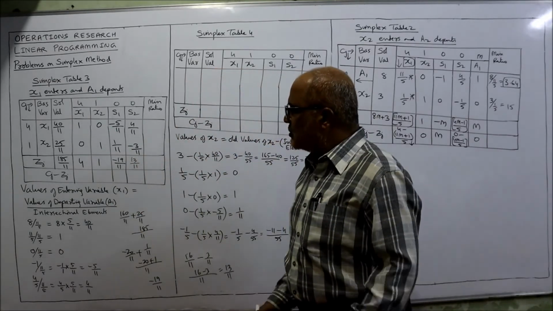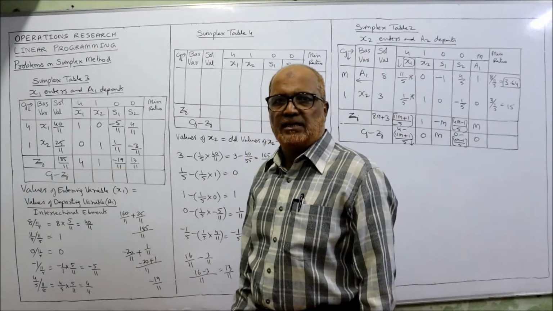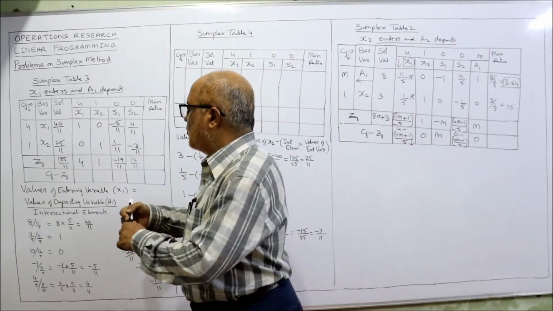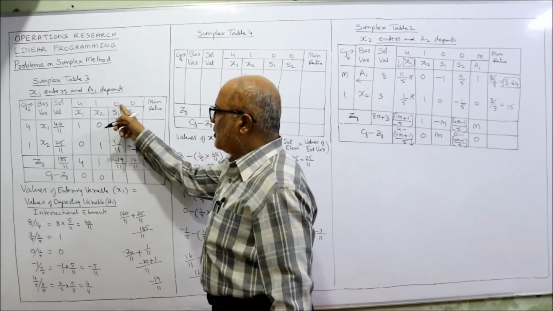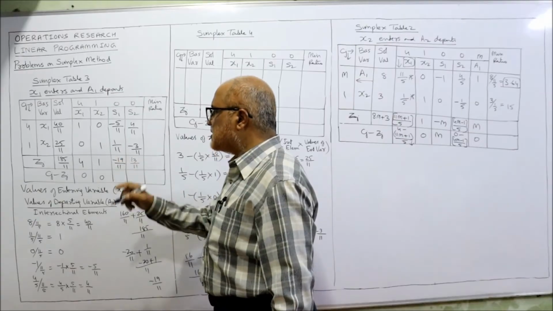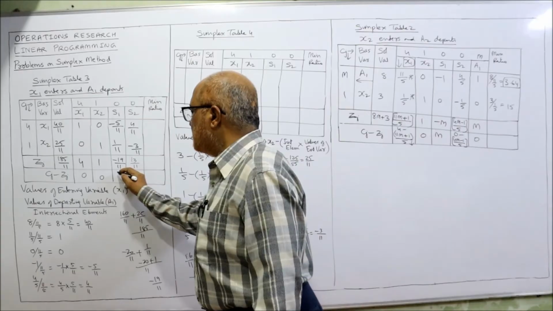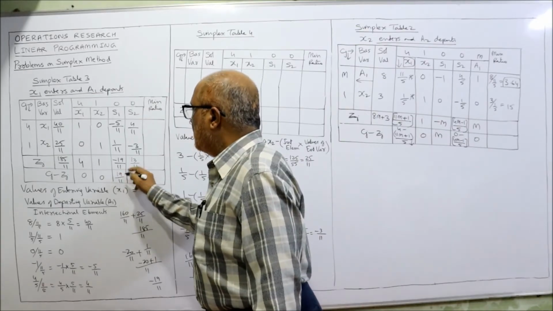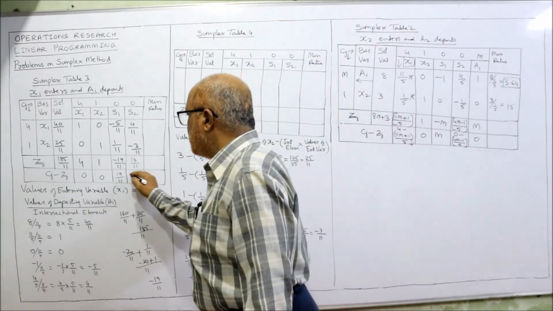So we have calculated all the values. Now Cj minus Zj. So 4 minus 4, 0. 1 minus 1, 0. 0 minus into minus 19 by 11. Minus into minus will become plus. So 19 by 11. Here 0 minus 13 by 11 is minus 13 by 11.